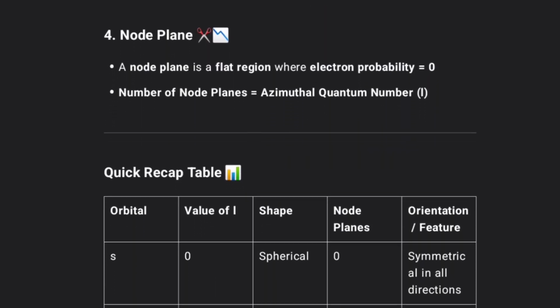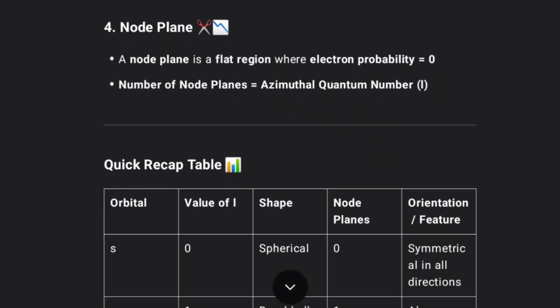Node plane: a flat region where electron probability equals 0. The number of node planes is given by the azimuthal quantum number L.